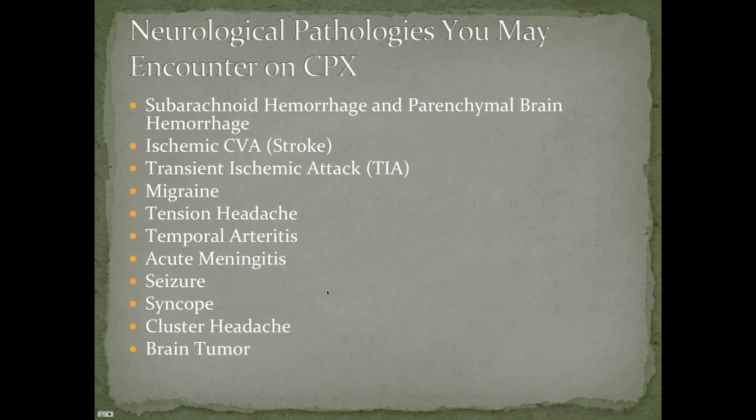So here are the neurologic pathologies you may encounter on the clinical performance exam. Subarachnoid hemorrhage. We also mentioned intraparenchymal brain hemorrhage, but I think subarachnoid will be the major form of head bleed, so to speak, that you should be familiar with, and I focus mostly on that. Ischemic stroke, transient ischemic attack, or mini stroke, migraine, tension headaches, temporal arteritis, acute meningitis, seizure, syncope, cluster headache, and brain tumor.